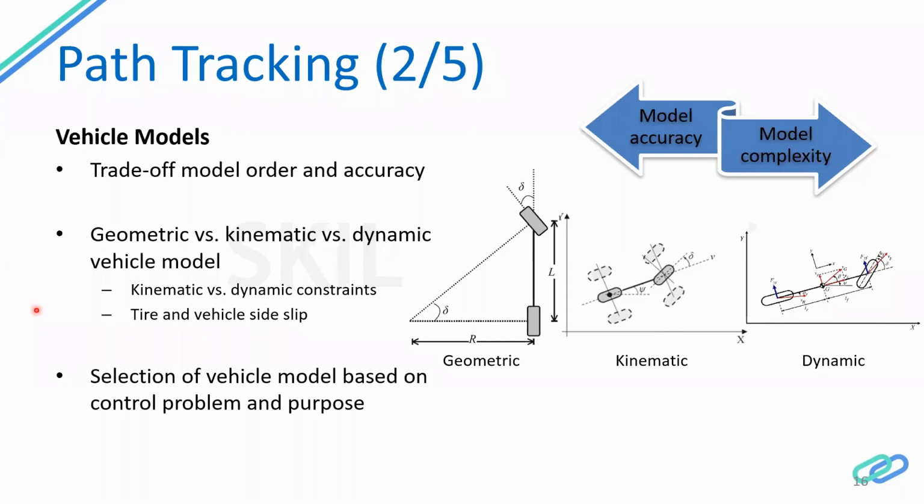And again, there is no short answer of which vehicle model should be used. It all depends on what kind of control problem needs to be solved, and what purpose we need to solve. So for example, if we want to achieve a simple cruise control system, and the dynamics of the vehicle are not very important, you can just use a geometric model of a vehicle.